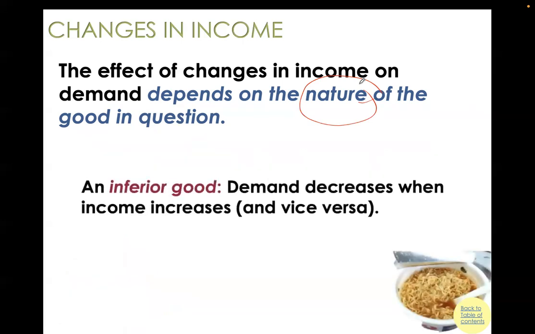Now, we have another type of goods we call inferior goods. It's different from normal goods. Your demand is going to decrease when your income increases, right? Like this background picture, instant noodle or junk food, usually your demand is going to decrease when your income increases, right?